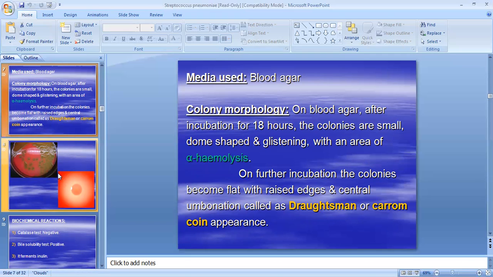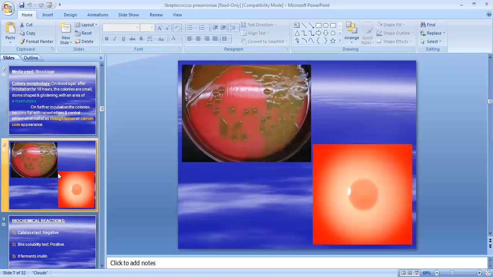Colony morphology on blood agar: after incubation for 18 hours, the colonies are small, dome-shaped and glistening with an area of alpha hemolysis. On further incubation, the colonies become flat with raised edges and central umbonation, called the Draughtsman or carom coin appearance. You can see this picture. There is a carom coin appearance.